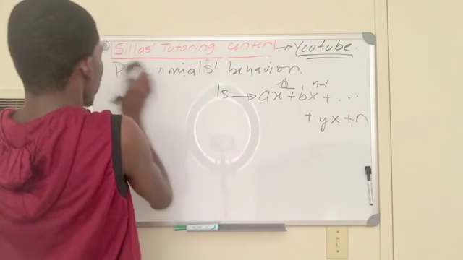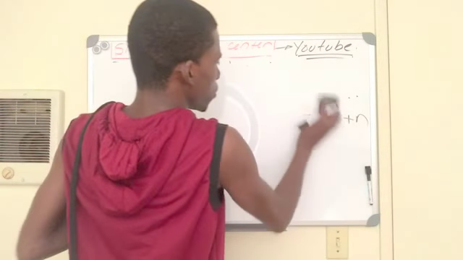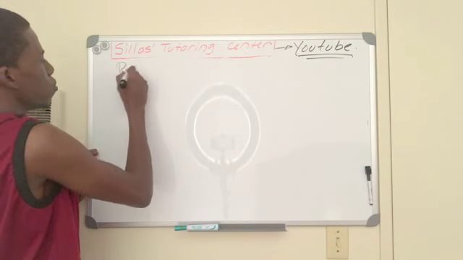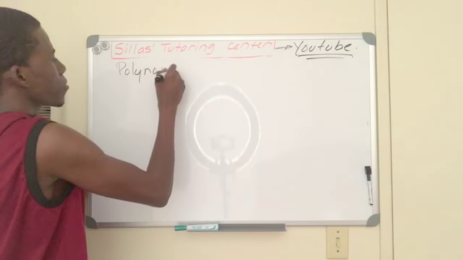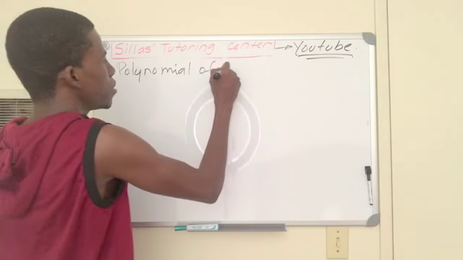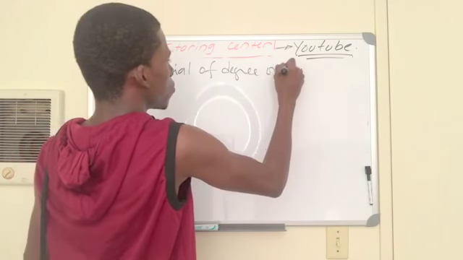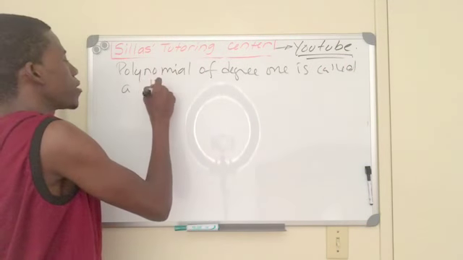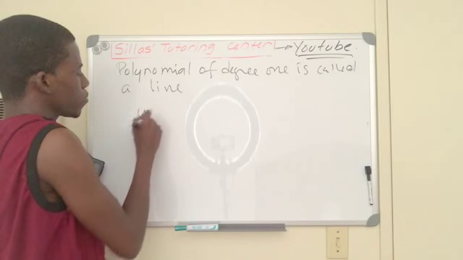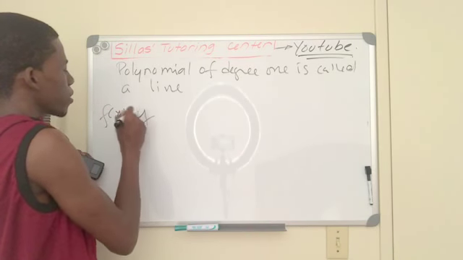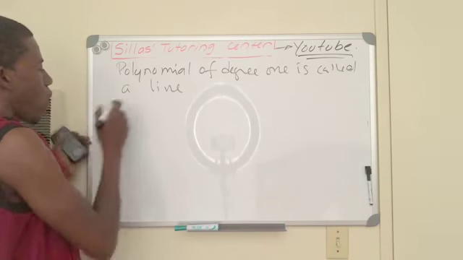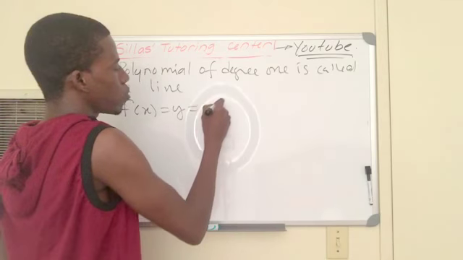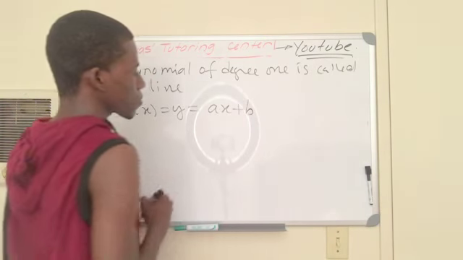A polynomial of degree 1 we call a line, basically. A polynomial of degree 1 is called a line, and it's always in this form. I can call it f of x, I can call it y, and it's always in this form, ax plus b.